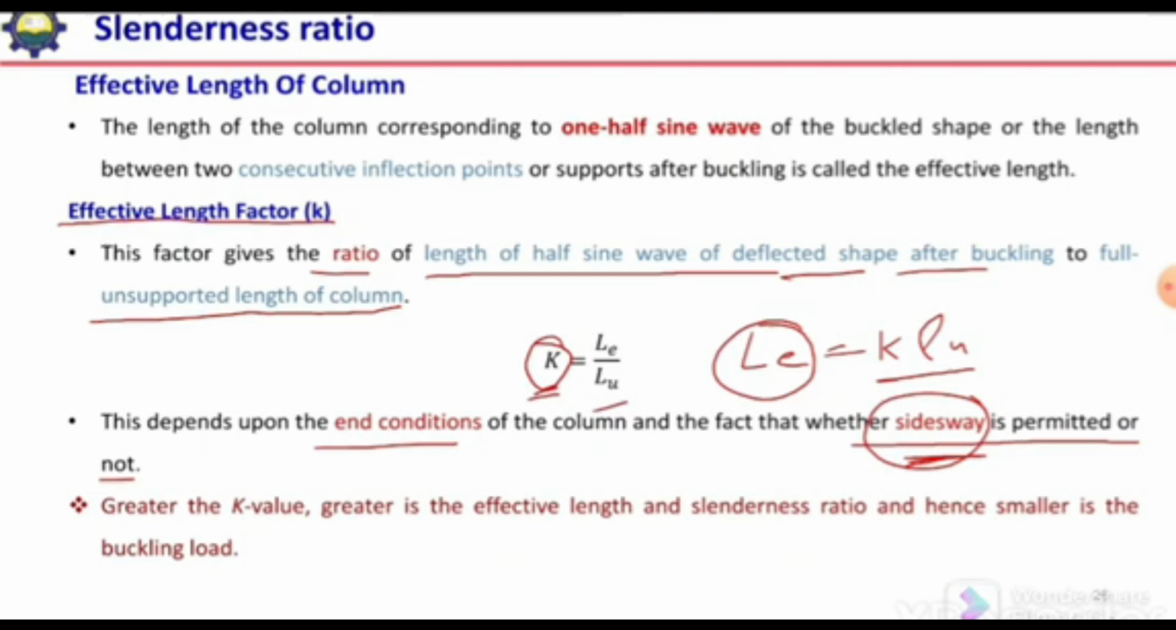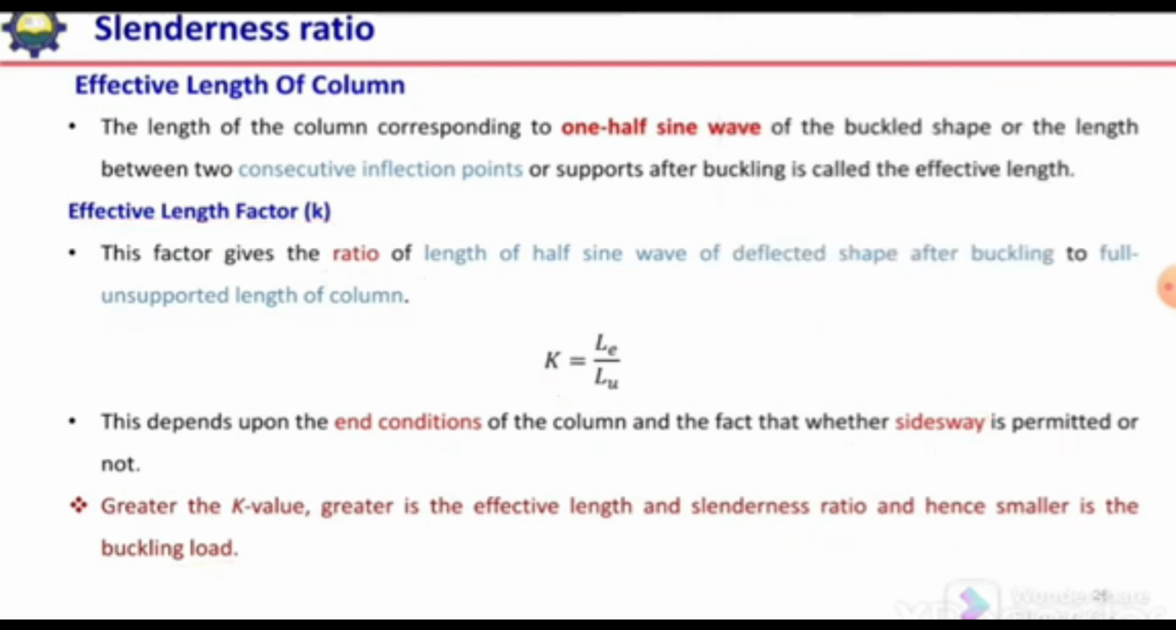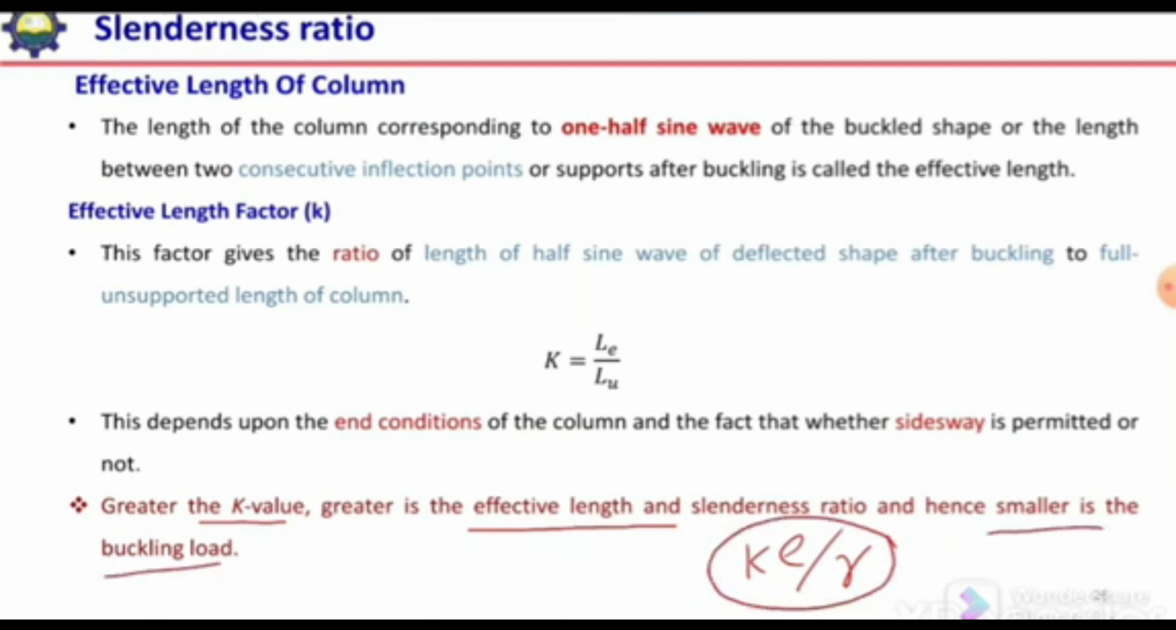Greater the K value, greater is the effective length and slenderness ratio, and hence smaller is the buckling load. So this point needs to be understood. When the K value is greater, the effective length will be larger. When the effective length is larger, the ratio KL over r will be larger. For a larger slenderness ratio, the buckling load will be smaller. So the column or the section will buckle at smaller loads.